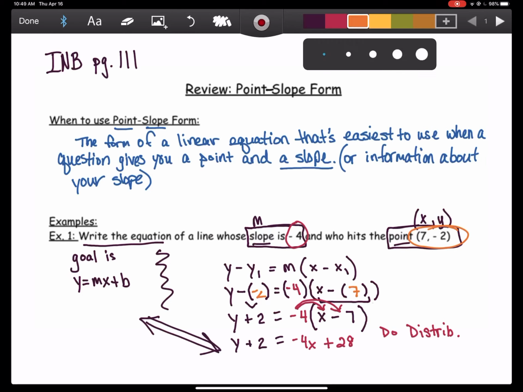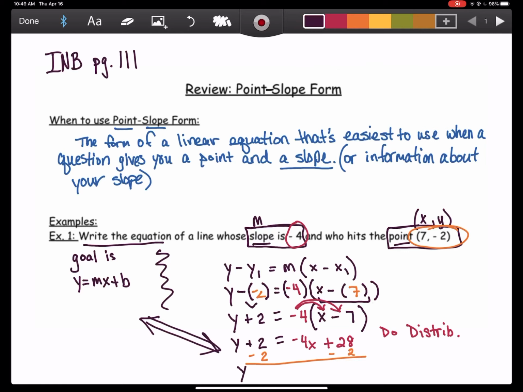So I'm going to subtract 2 from both sides because my goal is to get my y alone. And I end up with y equals, right, because 2 minus 2 is 0. Y equals -4x plus 26. So that problem now should look the same, at least it should look the same format as my original goal.